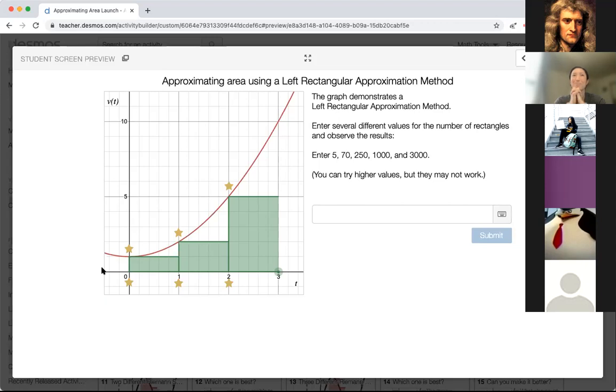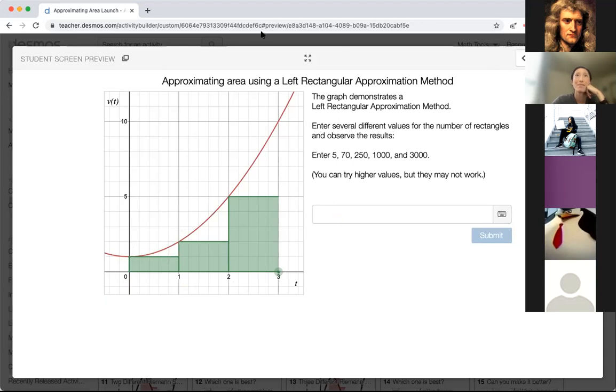Okay, so I'm going to clear these annotations out. But now let's type in some different numbers. This says enter several different values for the number of rectangles. So right now we have 3 rectangles.